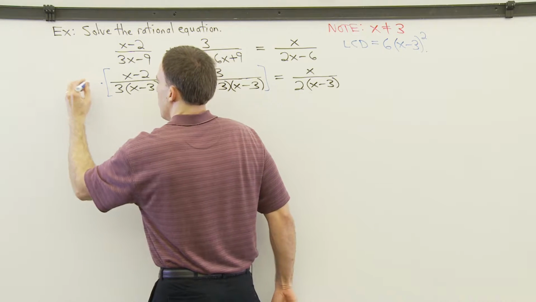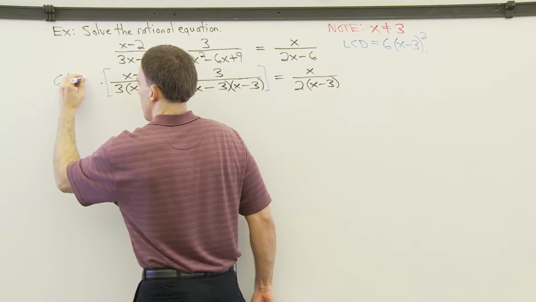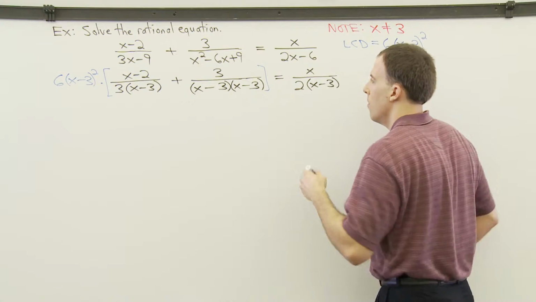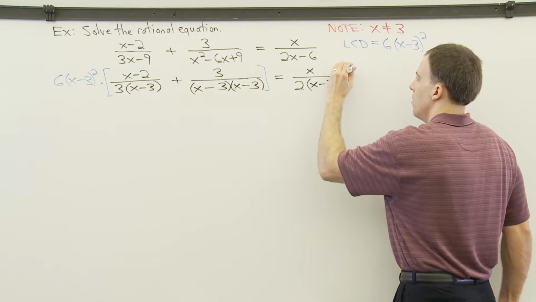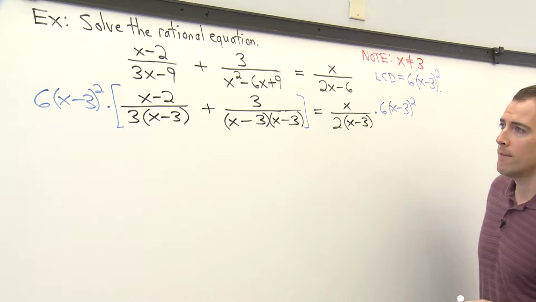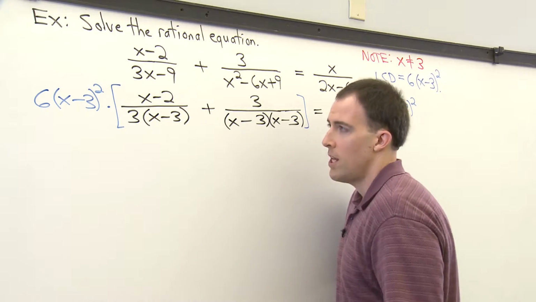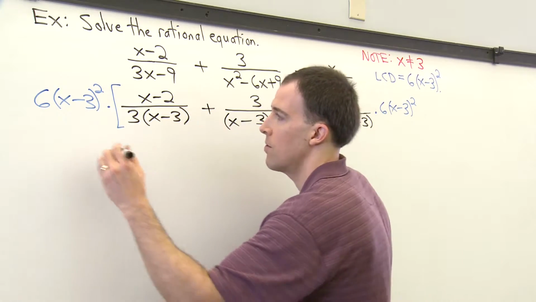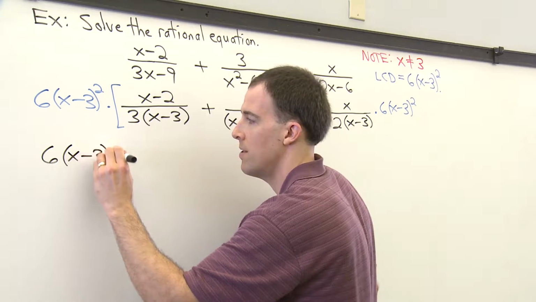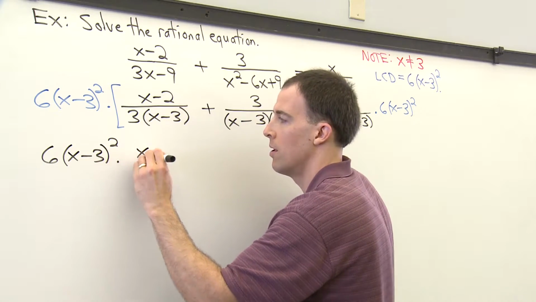So I'm going to show that I'm multiplying the left side of the equation by 6 times (x − 3) squared. I put brackets around it. You can put parentheses if you prefer. And on the right side, we also need to multiply by 6 times (x − 3) squared. Okay. So on the left side, we need to distribute the 6 times (x − 3) squared to both terms. And if you can do this mentally, then that's fantastic. I'm going to show this step.